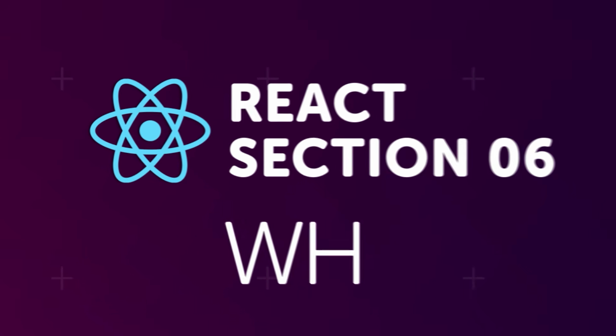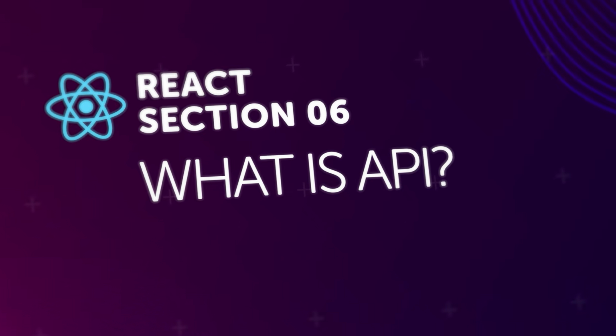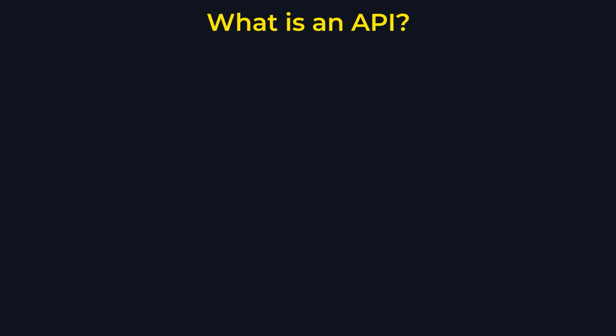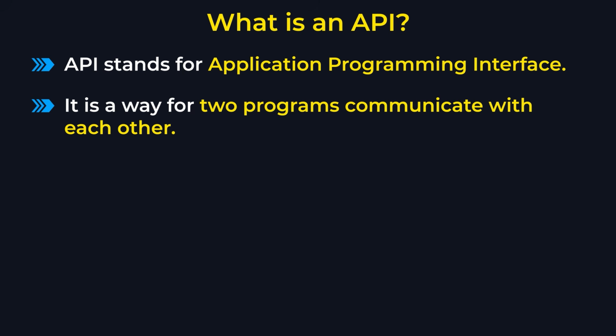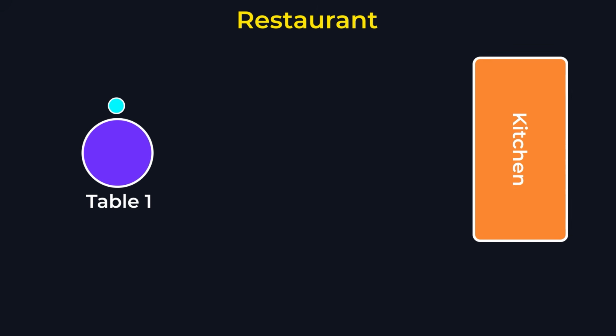Now before we start calling an API, let's understand what is API. API stands for Application Programming Interface, and it is a way for two programs to communicate with each other. Let's understand this with the example. So here is a restaurant. We are sitting on the table 1 and we want to order some food. In this case, what we will do? We do not directly go to the kitchen and order our food to chef.